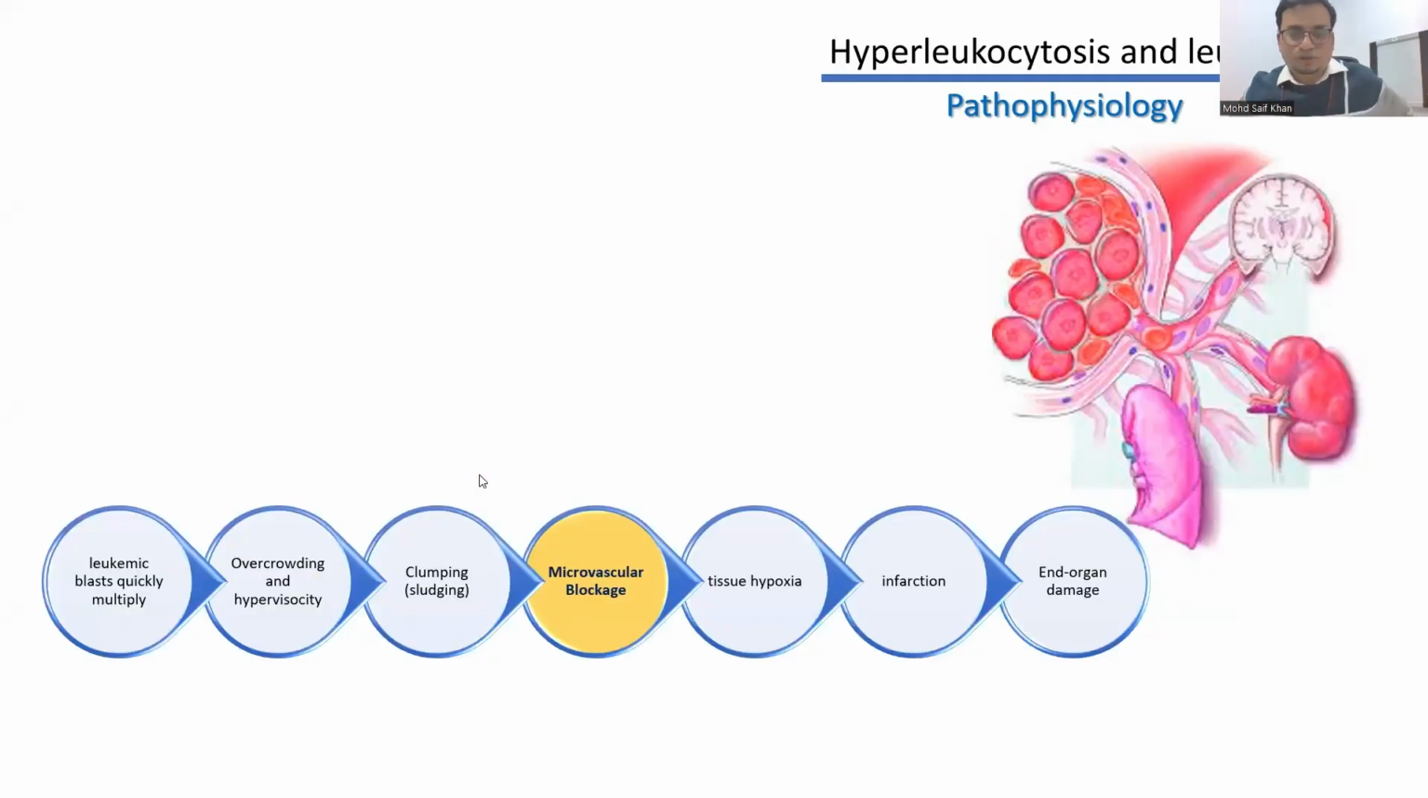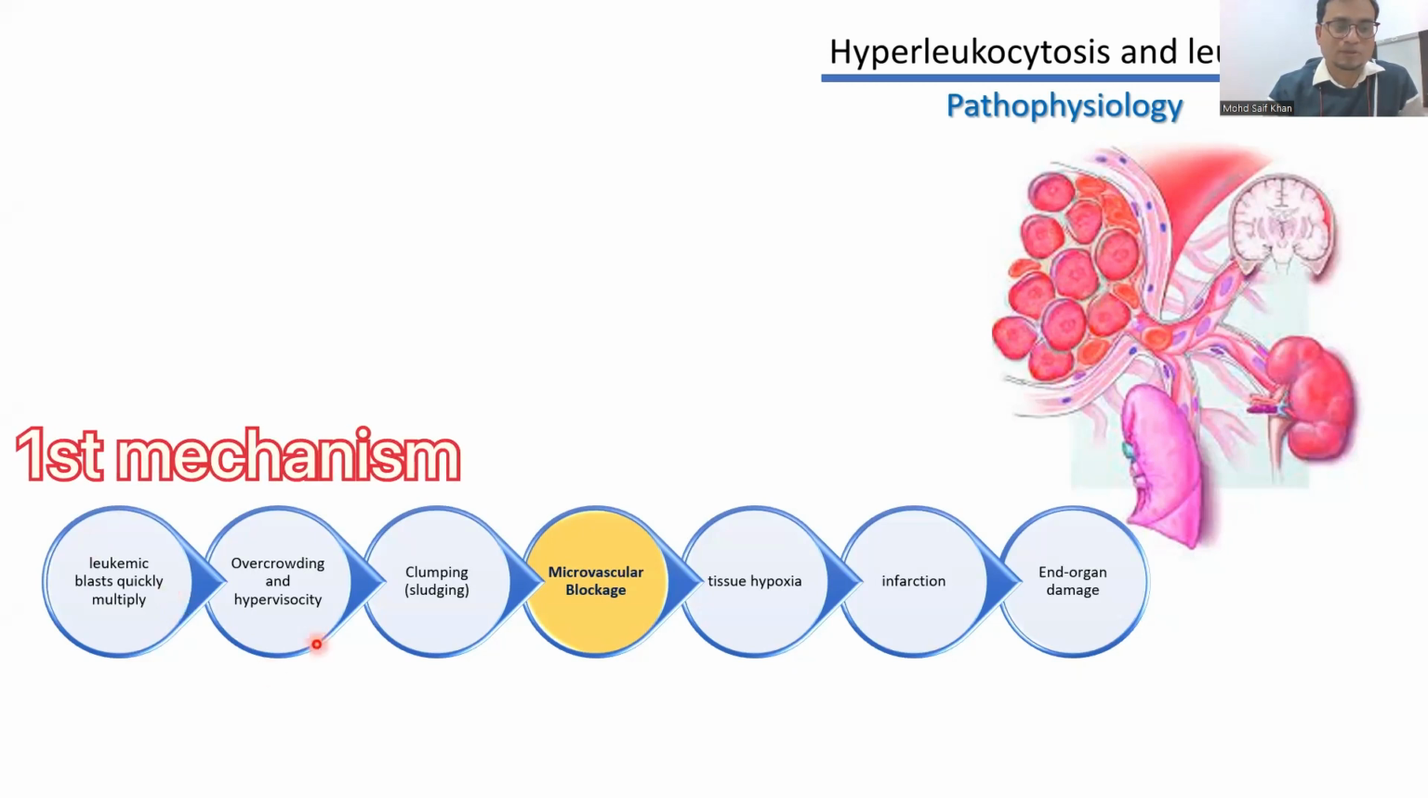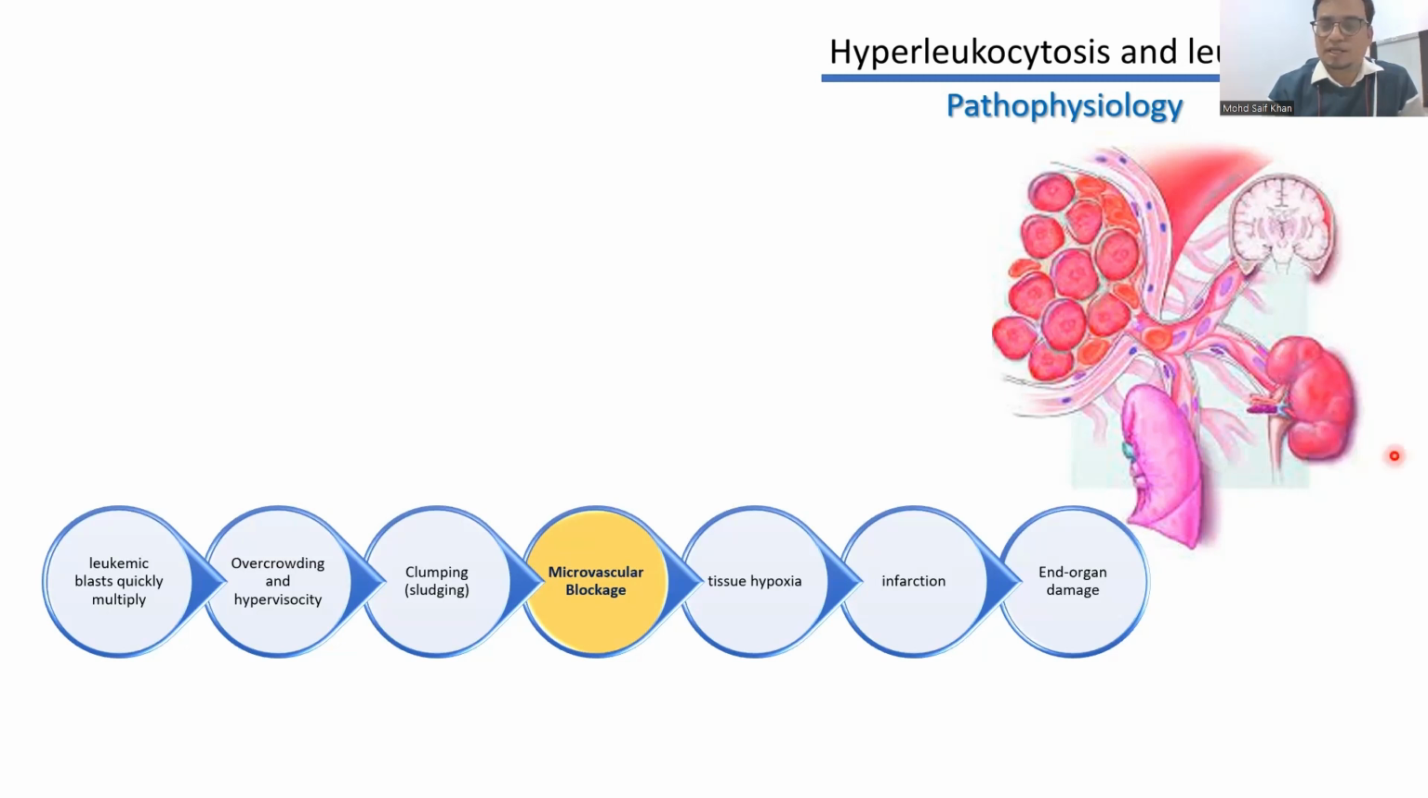So, what is the pathophysiology? There are two mechanisms of leukostasis. The first mechanism is the multiplication. A lot of overcrowding occurs with hyperviscosity, and these blast cells clump together, leading to sludging in the microvascular area, and that leads to blockage and decreased flow to the end organs, brain, kidney, and lung, and that will result in tissue hypoxia, ischemia, infarction, and injury. So this is the first, common mechanism by which leukostasis can result in organ damage.